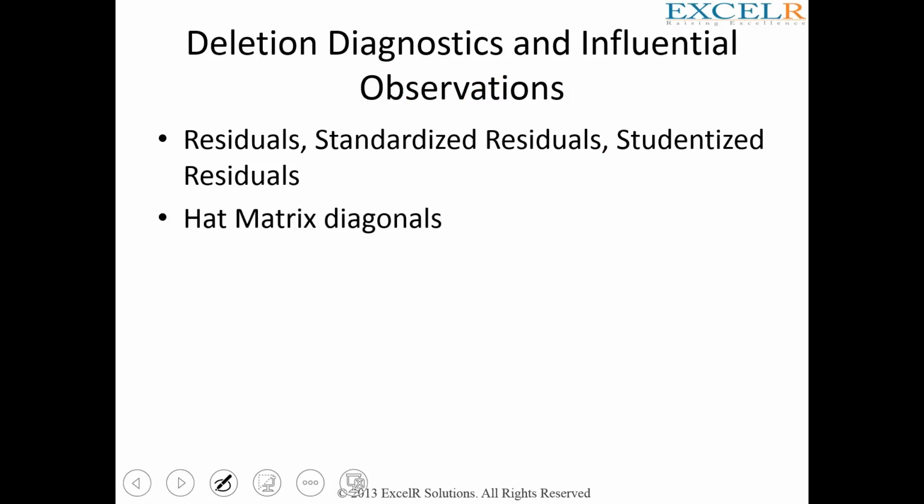Then you have hat matrix diagonals. Just remember that hat is nothing but your predicted values, right? And that as a matrix. Using that matrix also you can identify your influential variable, but we'll not spend a lot of time on that. However, we're going to spend a lot of time on DFBETAS and DFFITS, right? Difference in betas and difference in your fits.